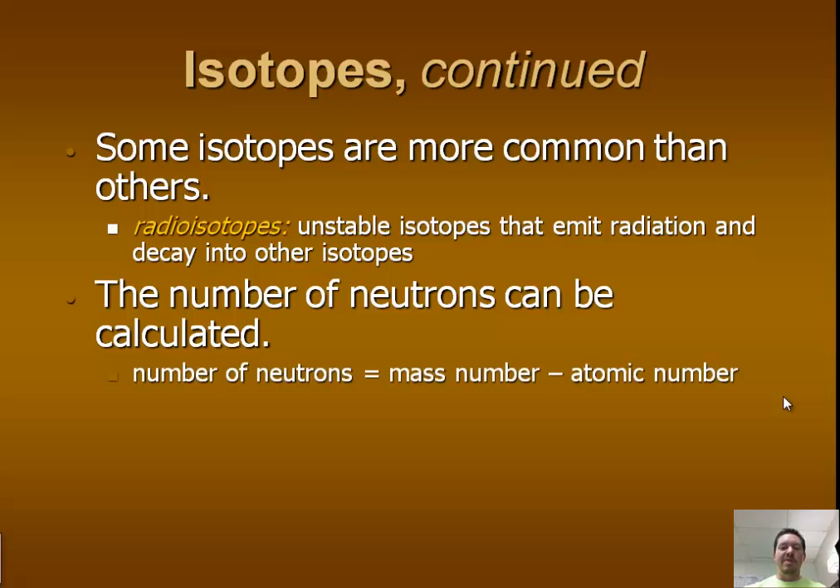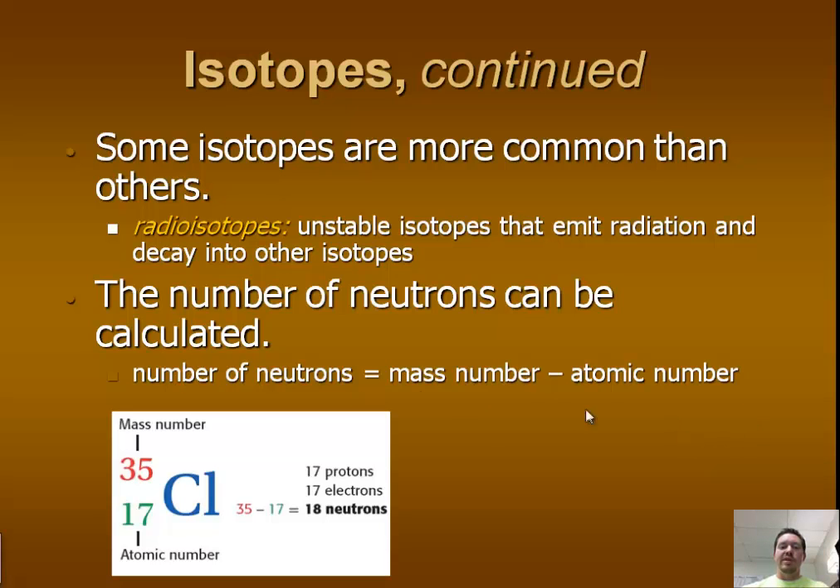The number of neutrons can be calculated. If we want to know how many neutrons an atom has, we can take the mass number. If we have the atomic mass, which is typically a number with some decimals, we can round it to the nearest whole number to get our mass number, and then we subtract off the atomic number to give us the number of neutrons. For example, chlorine has a mass number of 35 and an atomic number of 17. So I can subtract those two to give me 18 neutrons.